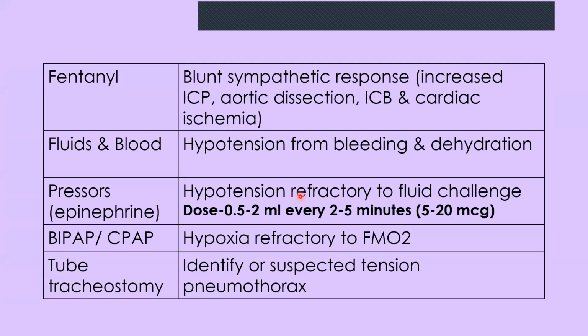Kenapa kita tak nak patient kita ada high BP, especially in patient with aortic dissection, ICH, and cardiac ischemia. Fluid and blood, we can give in patient with hypotension from bleeding and dehydration. Pressor, ataupun kita panggil push dose of adrenaline, in patient with hypotension refractory to fluid challenge. The dose we give usually 0.5 to 2 cc every 2 to 5 minutes.